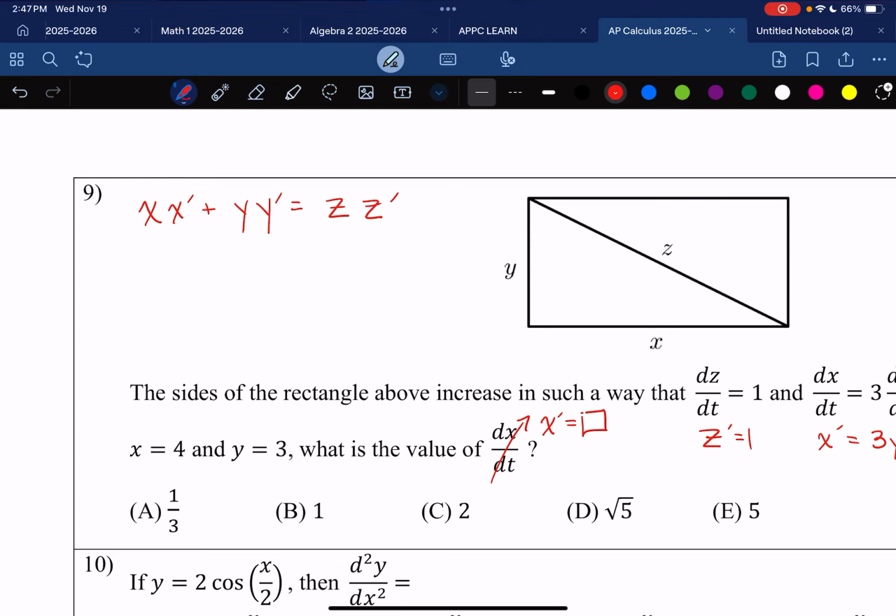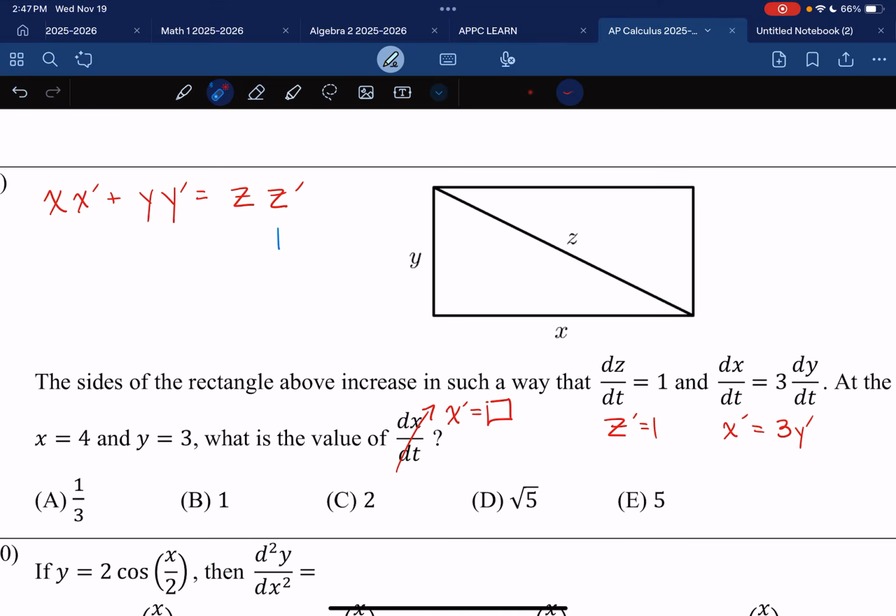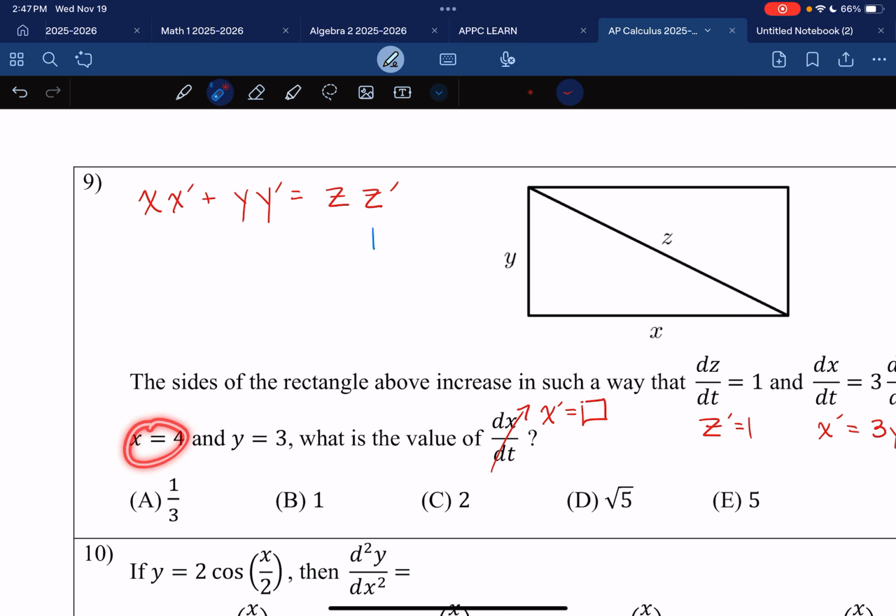So let's go ahead and say z prime right here is 1. What else do we know? We know that x prime is equal to 3y prime. We'll come back to that one. I'm not sure if we should just swap out the x prime for a 3y prime right off the bat, because if we do that, we'll have no x prime term, and we're trying to find an x prime term, so I'm nervous to use that one. We'll come back. We see x is 4, so there we go. And I'm seeing that y is 3, so y is equal to 3.